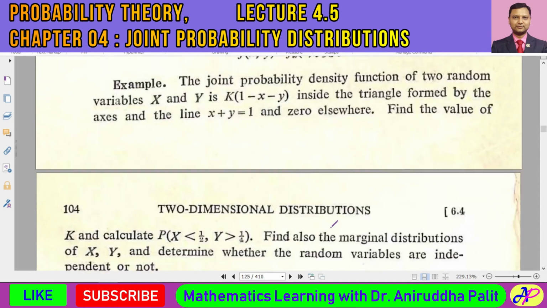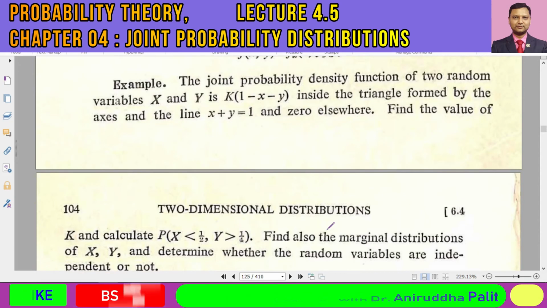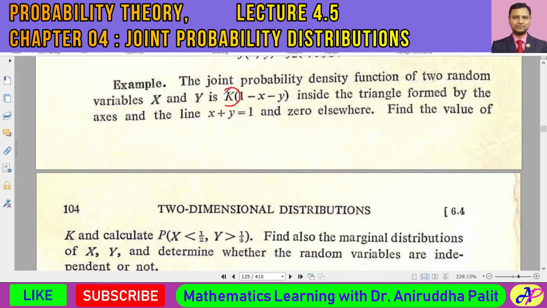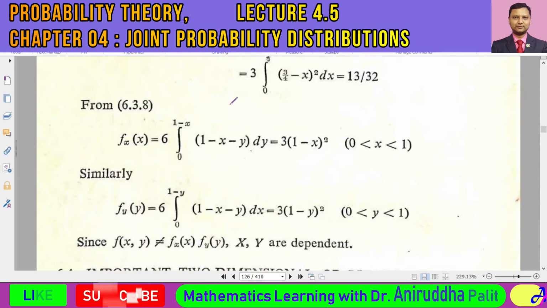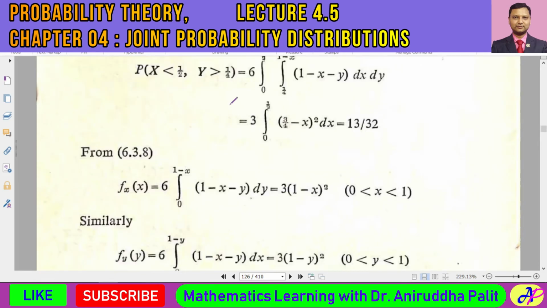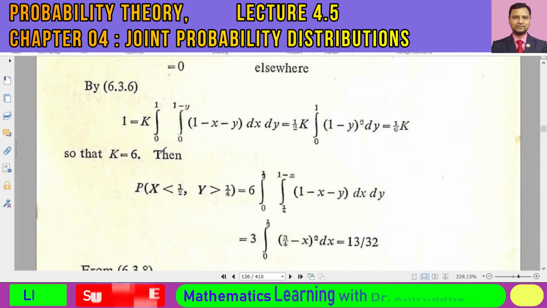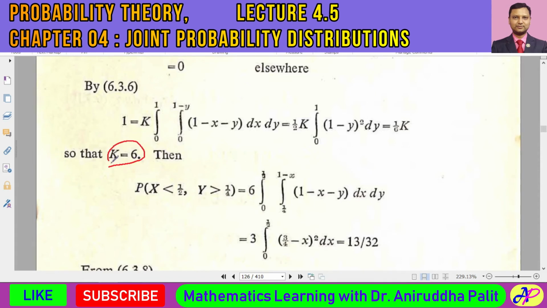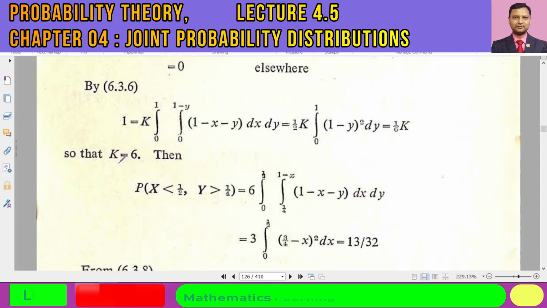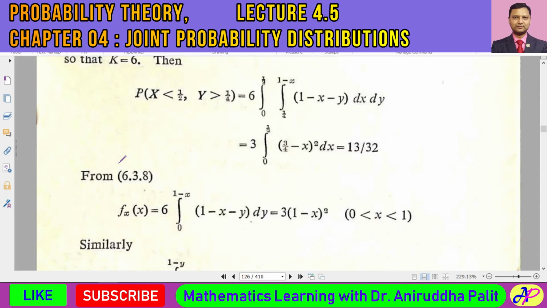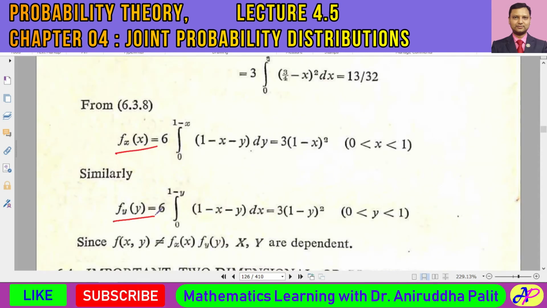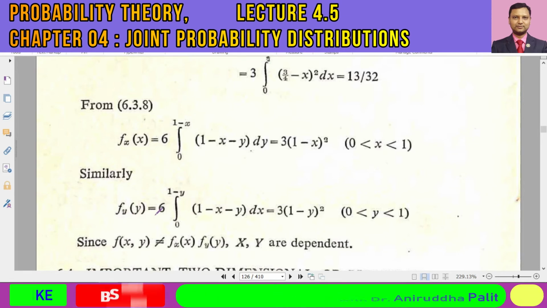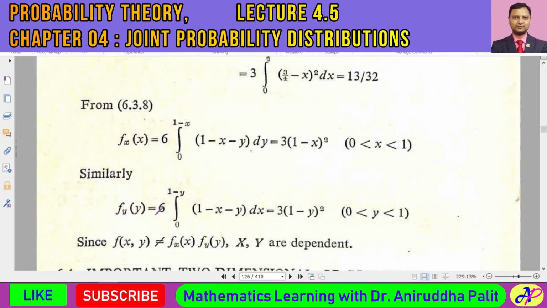We discussed an example where we had to find out the value of k. We found that the value of k is equal to 6, and from this result we computed the marginal density functions of x and the marginal density functions of y. But in case of continuous distribution, the computational process becomes a little bit easier.